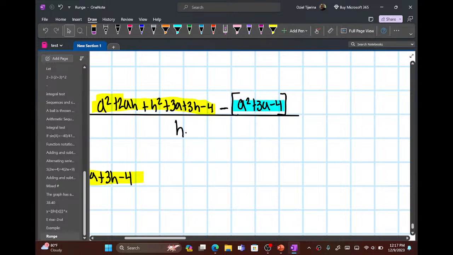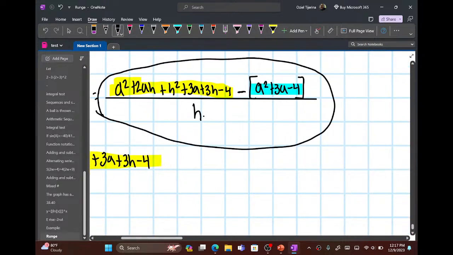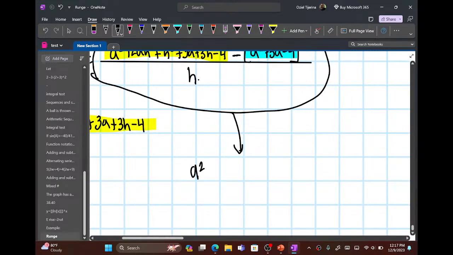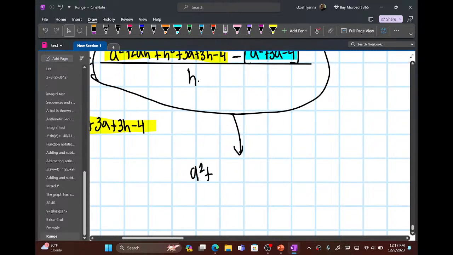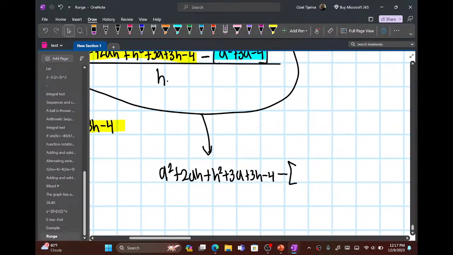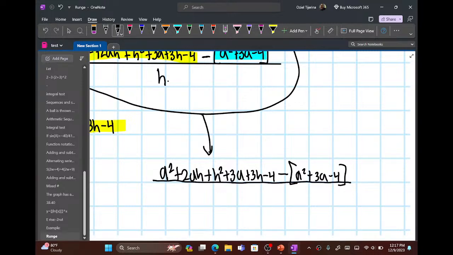Now, let's just rewrite it over here. So this stuff, just rewrite it here. So we had, again, a squared. I know I keep writing over and over, guys, but like I said, I want to explain it as much as I can. All over h.